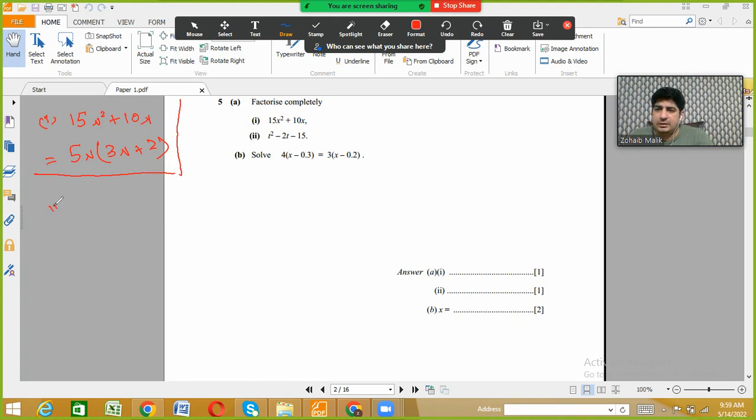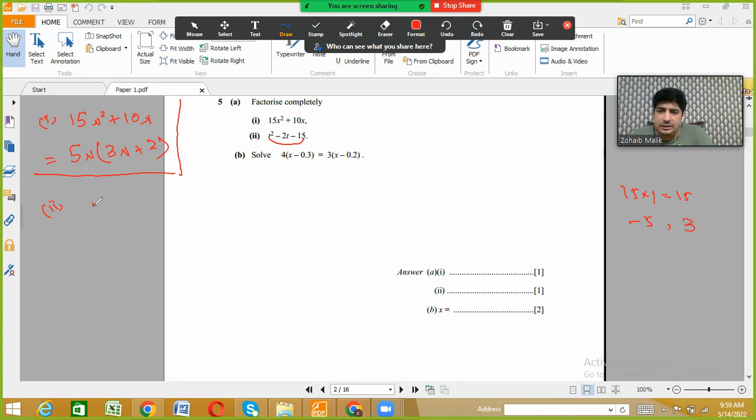For the second part, this is t square minus 2t minus 15. So here we can see we can do the middle term break. So 15 into 1, because when there is no coefficient with t square, nothing is written, it means 1 is there. So we have to think about two numbers whose product should be 15, and if we add or subtract them, they would make the answer minus 2, and these are minus 5 and 3.